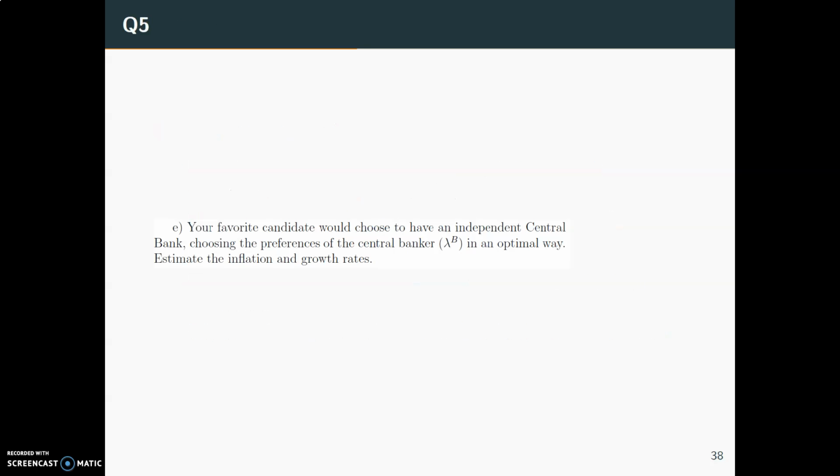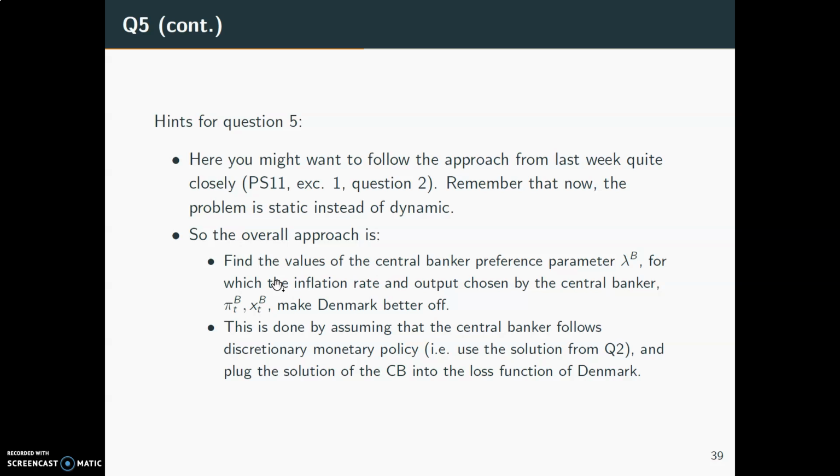So now question 5 or question E. Your favorite candidate would choose to have an independent central bank, choosing the preferences of the central banker lambda b in an optimal way. Estimate the inflation and growth rates. Okay, so hints for this question. I think this is quite a difficult question, but it's very similar to what we considered last week. So here you might want to follow the approach that we followed in problem set 11, exercise 1, question 2, or question B.